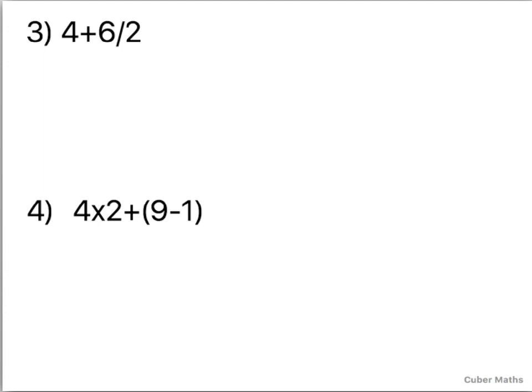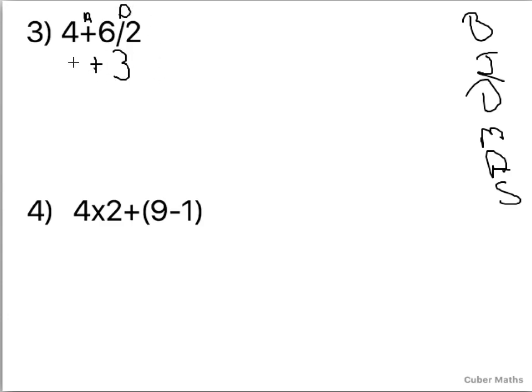So here we have some more examples, and number 3 says 4 add 6 divide by 2. Now BIDMAS says we've got BIDMAS. So our add here is going to be our A, and our divide here is D. We need to think which one comes first, and that's going to be D. So we're going to do 6 divide by 2 first, which is going to give us 3. Then we're going to add our 4. And 4 add 3 is equal to 7.